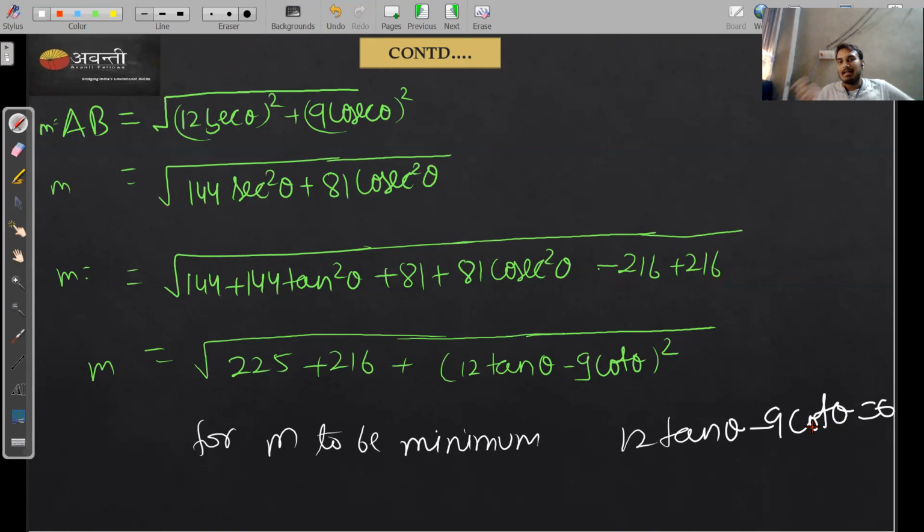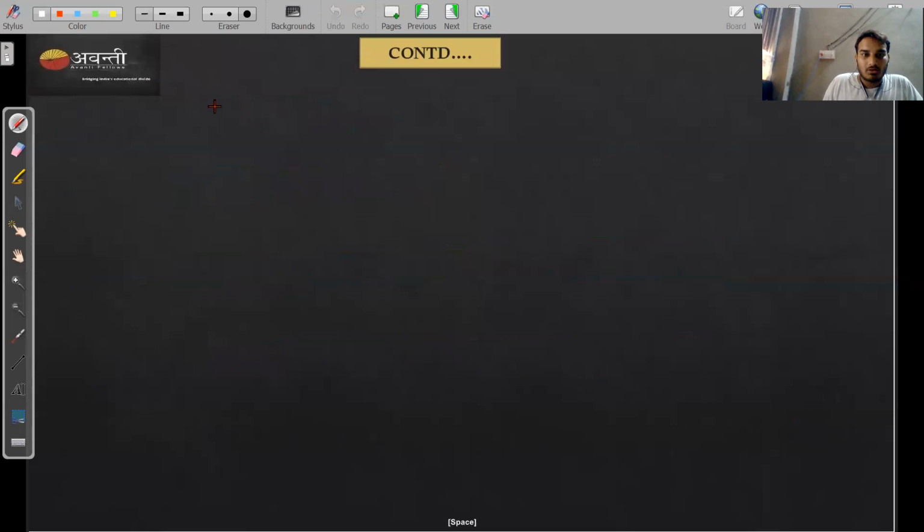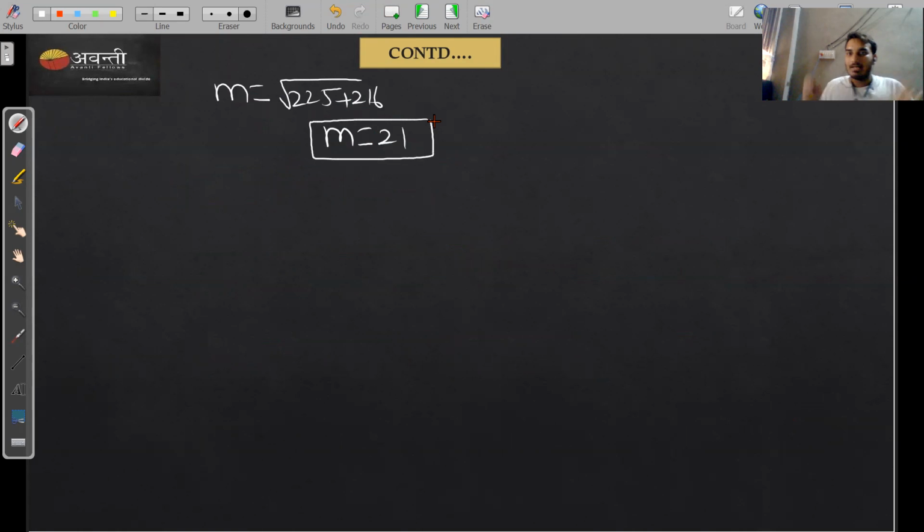If it had asked you for the coordinates of the point on the ellipse, you would solve it, find tan theta and then put it in the equation to get the coordinates. But it is not asking that, it is asking for m and capital M, the product of these two. So what is small m now? Small m becomes under root of 225 plus 216. So small m is 21. So the small m value has come.